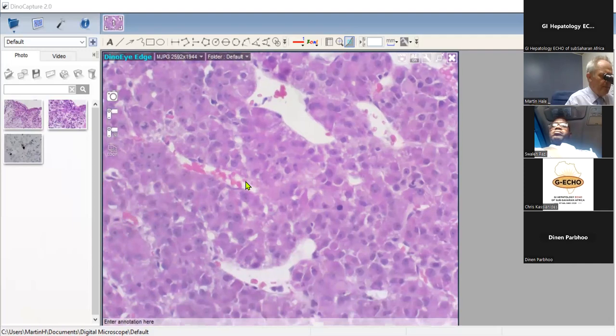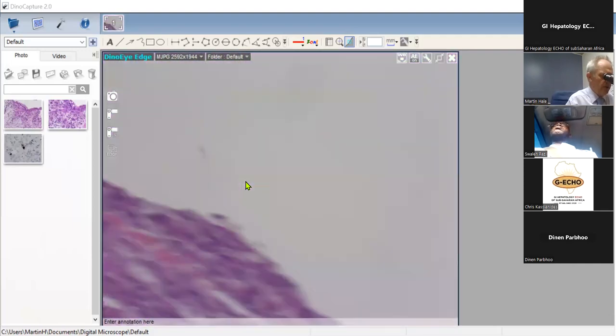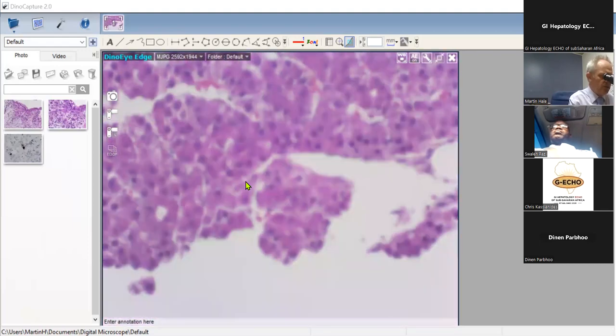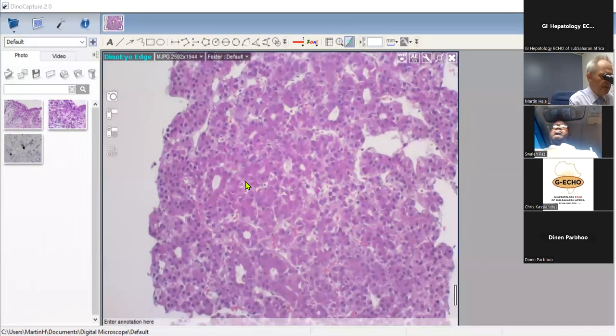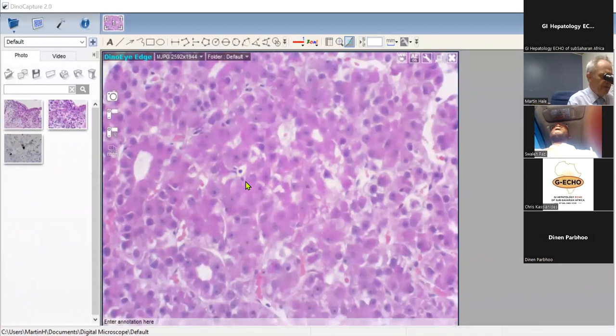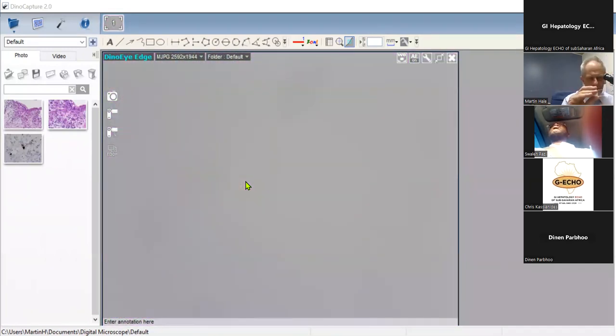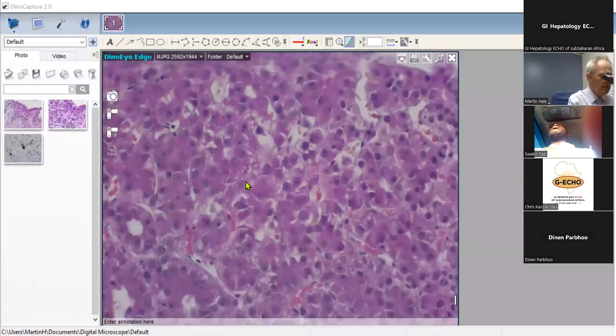Now, the other thing that happens as well in hepatocellular carcinoma, if you're lucky, and I must stress if you're lucky, is the presence of intracellular bile. And down here, if I can find it, there is intracellular bile. I just checked again, make sure. Yeah, there's a second dot as well.